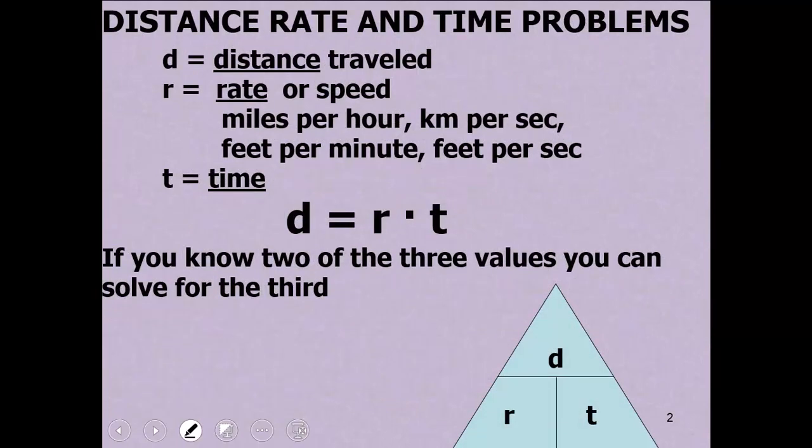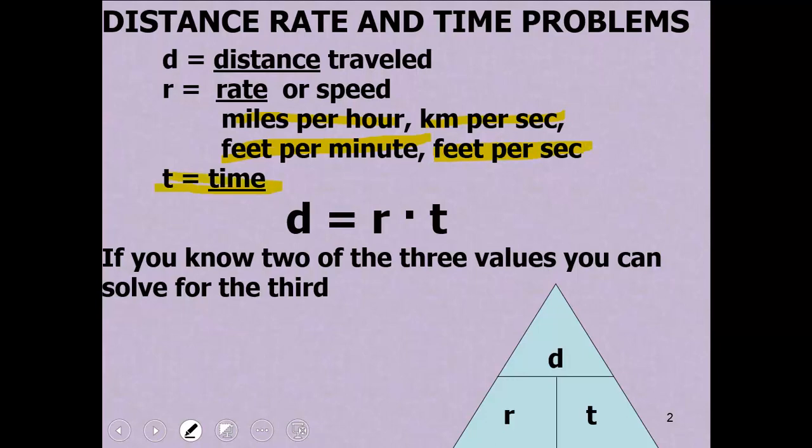Here we go. Distance, rate, and time problems. D always stands for distance traveled. R always stands for rate or speed. Key phrases to look for: miles per hour, kilometers per second, feet per minute. There's always a distance per a unit of time. That's your rate, distance per a unit of time. And then, of course, our time.